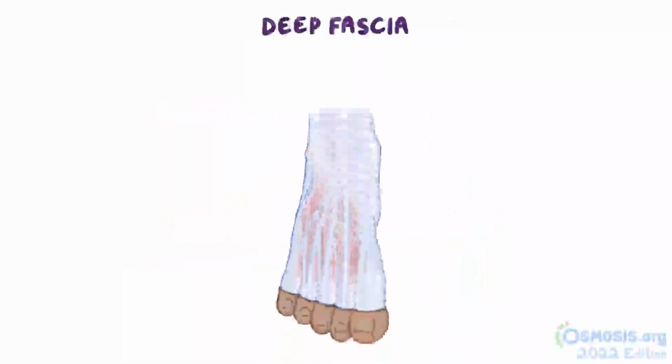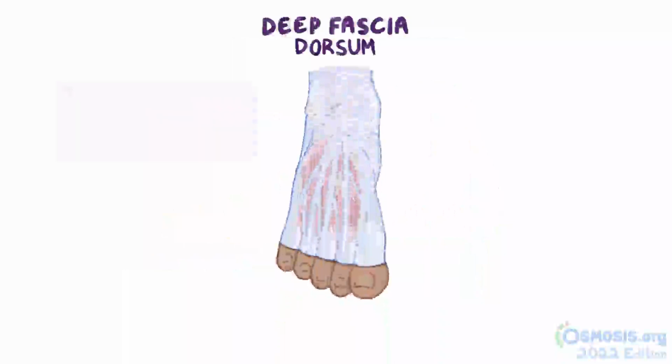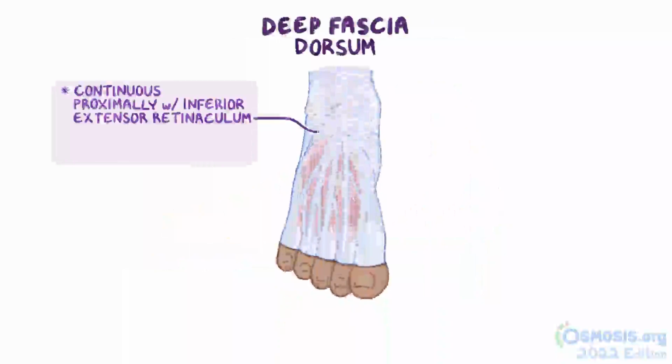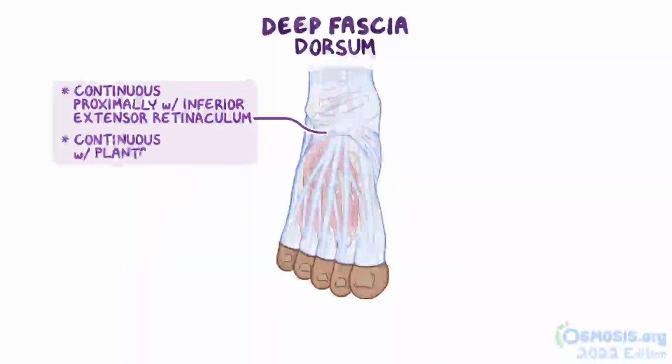The deep fascia of the dorsum of the foot is rather thin and continuous proximally with the inferior extensor retinaculum. It is also continuous with the plantar fascia, the deep fascia of the sole, over the lateral and posterior aspects of the foot.